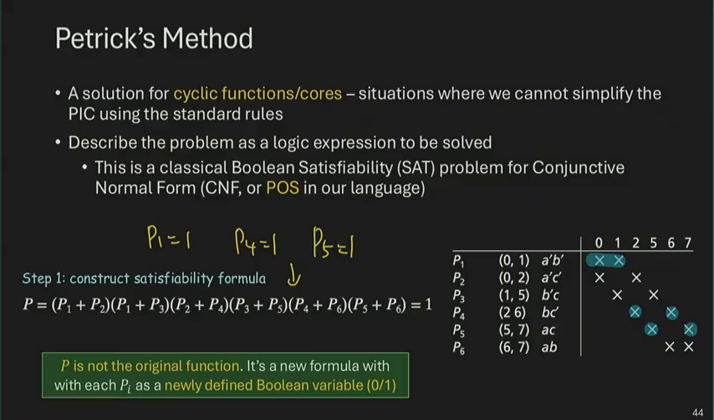And if I plug those values into the expression, right, P1 is a 1, P4 is a 1, P5 is a 1. So each clause, each sum term has one of the variables being 1. So therefore, that overall expression will evaluate to 1.